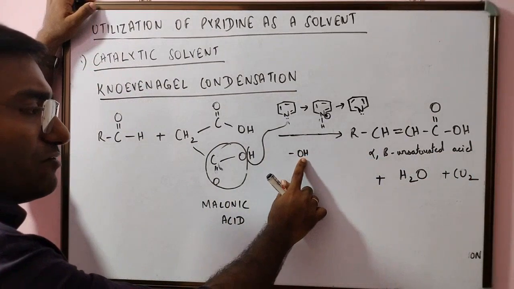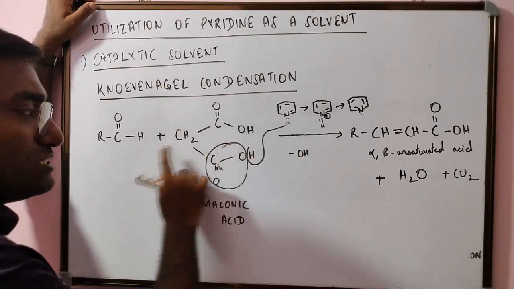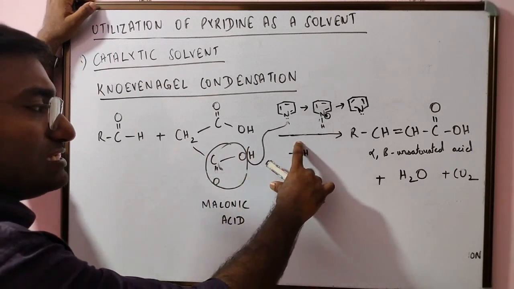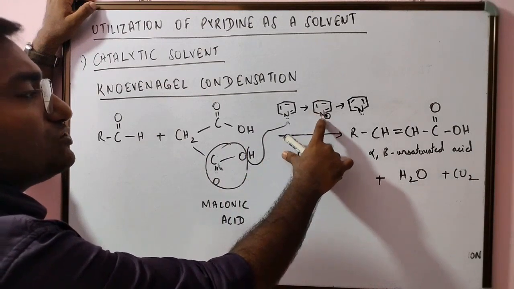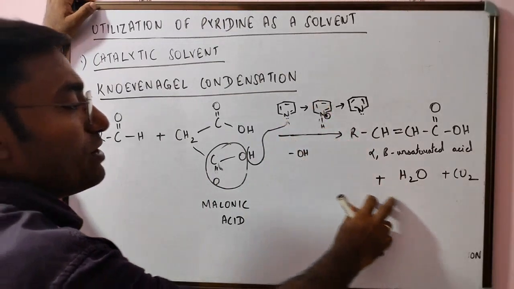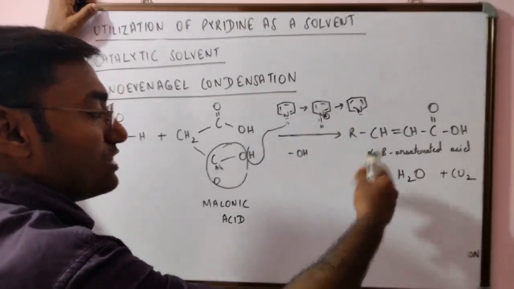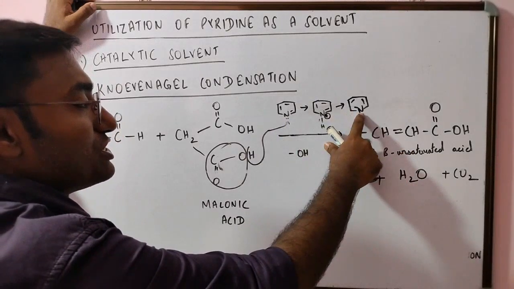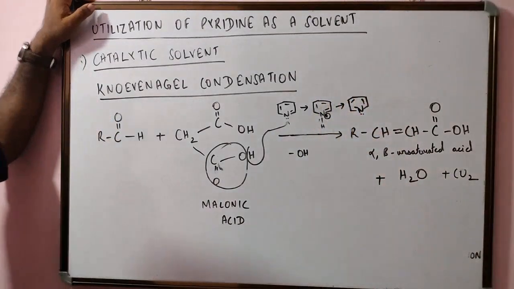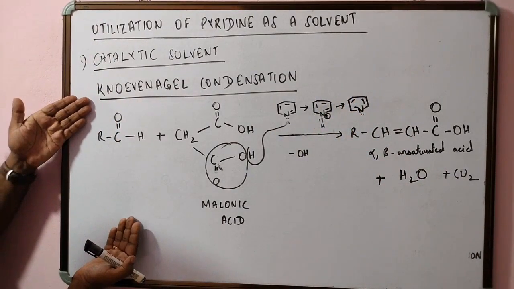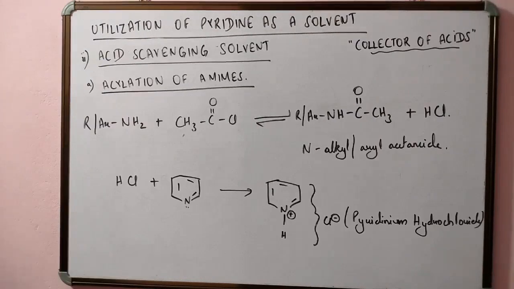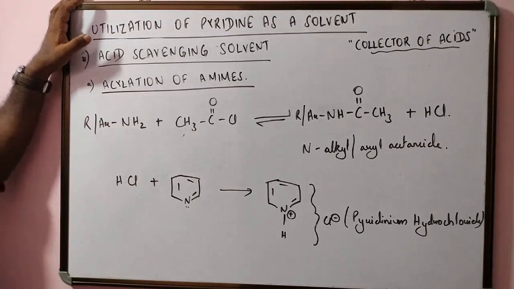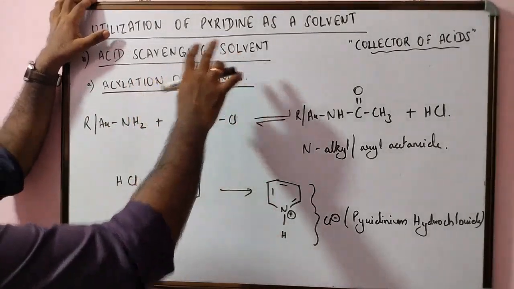The byproduct formed in this reaction is OH minus. This OH minus now abstracts the hydrogen atom, which is attached to the nitrogen of the pyridine ring, forming H2O. On the other hand, it leads to the restoration of the pyridine ring. The reaction again reinforces the status of pyridine ring as a catalyst. Pyridine does not limit itself here. It also acts as an acid scavenging solvent.